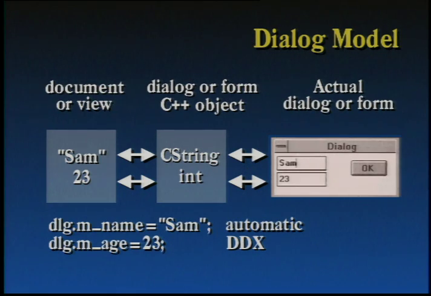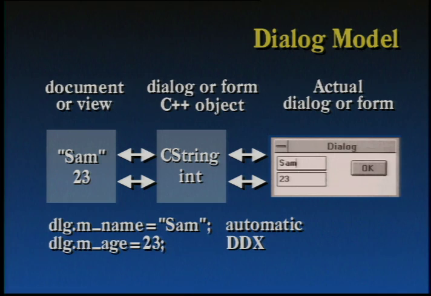This diagram tries to show how we use the DDX mechanism to get data out of your document or view, where it's stored as simple member variables, into a dialog or form object, where it's also stored as simple member variables. The automatic DDX and DDV mechanism takes that information out of the C++ object and puts it into the active dialog or form. In this case, we have a dialog, so when the user hits the OK button, the automatic DDX mechanism will take the values out of the dialog controls, do validation, and if successful, store those new values in the dialog or form C++ object.